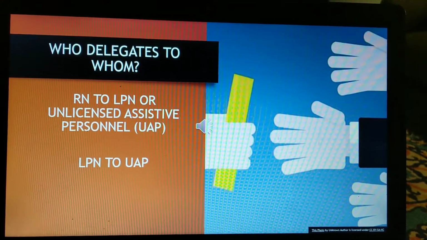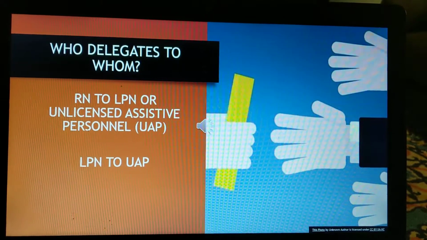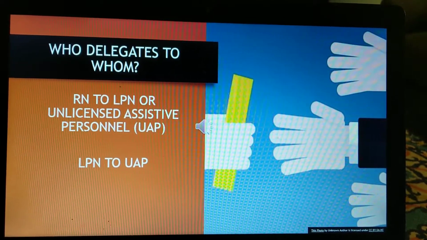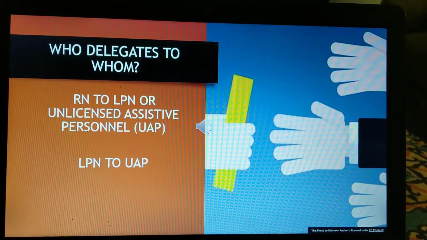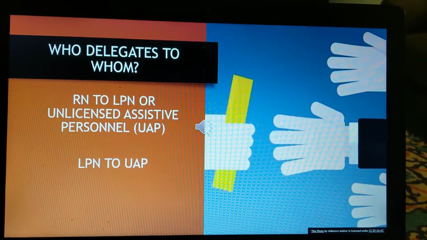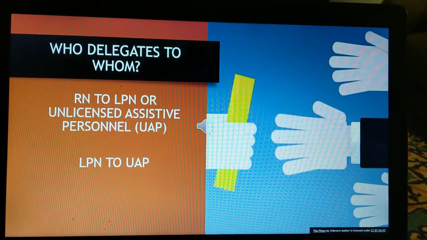So who delegates to whom? The RN may delegate to the LPN or UAP, and the LPN may delegate to the UAP under the circumstances that the delegated task falls within their scope of practice.